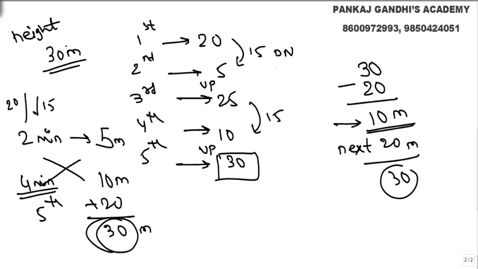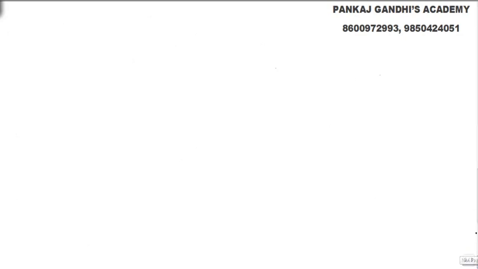So if the pole's height was given as 30 meters, how do we solve it? I've written everything. In the first minute 20 up, next minute 15 down, third minute 20 up, fourth minute 15 down, next minute 20 up, total done. An easier way was, if the total height is 30, the monkey in 1 minute can easily go up 20, so the remaining height is 10 meters. In 2 minutes 5 meters, so in how many minutes 10 meters? 4 minutes. Next minute it goes up 20, so we get 30. Same way.